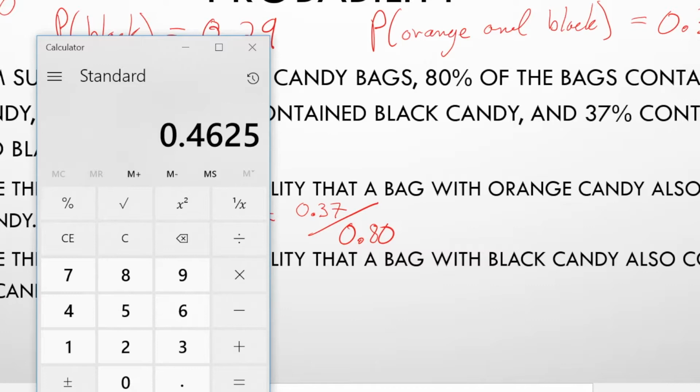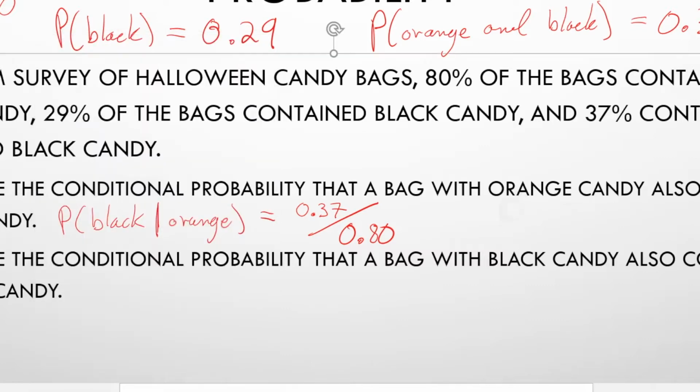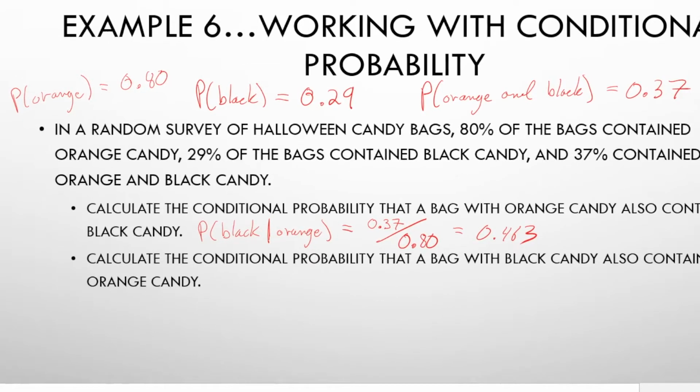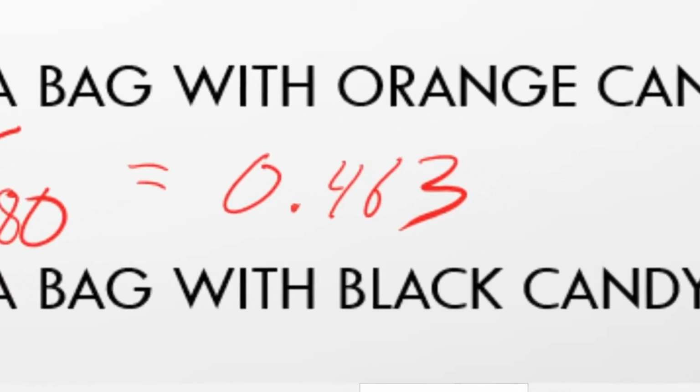If I round that to 3 decimal places, and again, that's just a good habit, if you want to do more, that's fine, I'm going to get 0.463. That's our probability there. There is a typo in this one. My bad, I forgot to correct that. Yeah, 0.463.